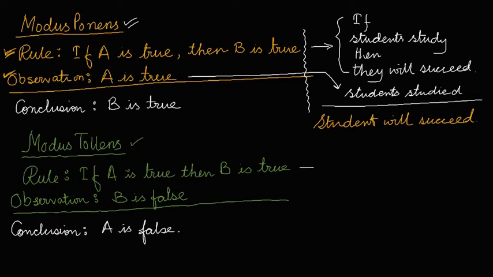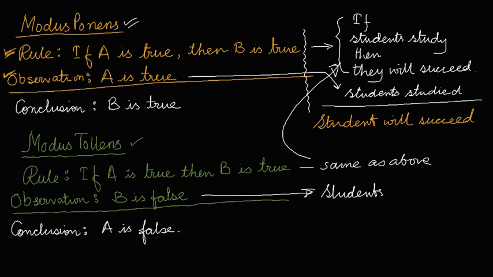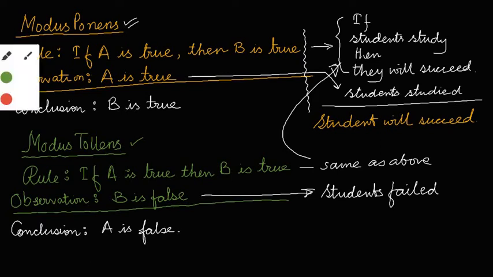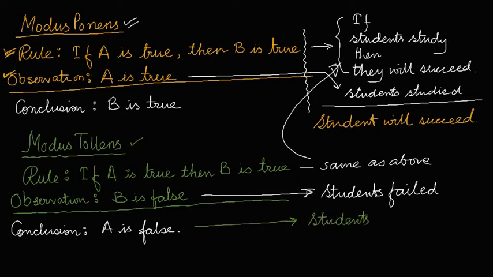In other words, we will say that this rule is given, this same rule, and an observation is given here, but observation is that students failed. So the conclusion will be that students did not study.